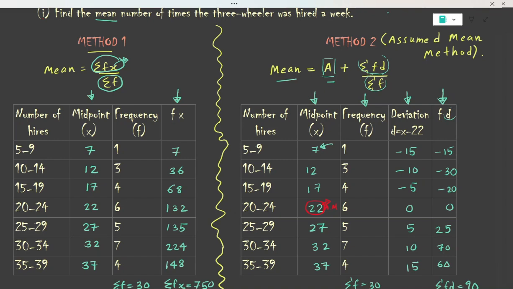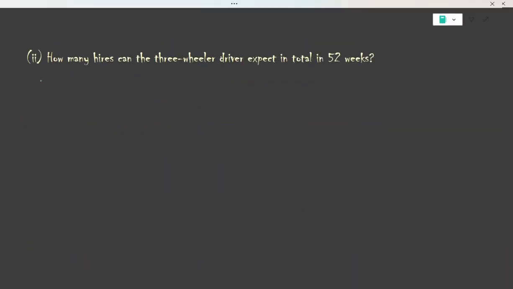Now let's move into part 2. Part 2. How many hires can the three-wheeler driver expect in total in 52 weeks? In part 1, we calculated the mean number of hires per week is 25, and using that data we can calculate this.